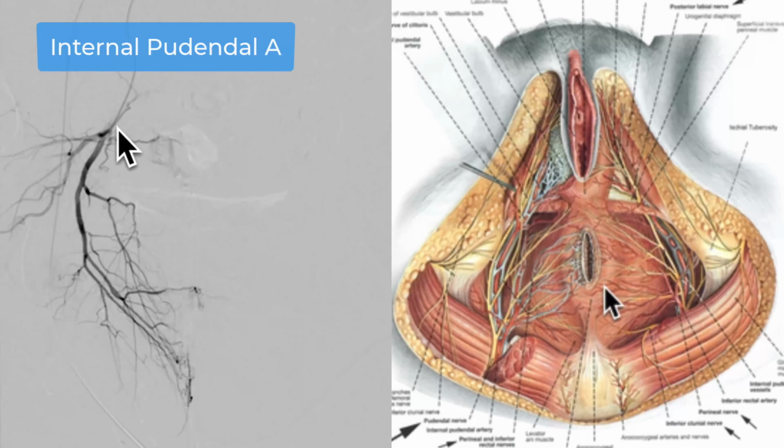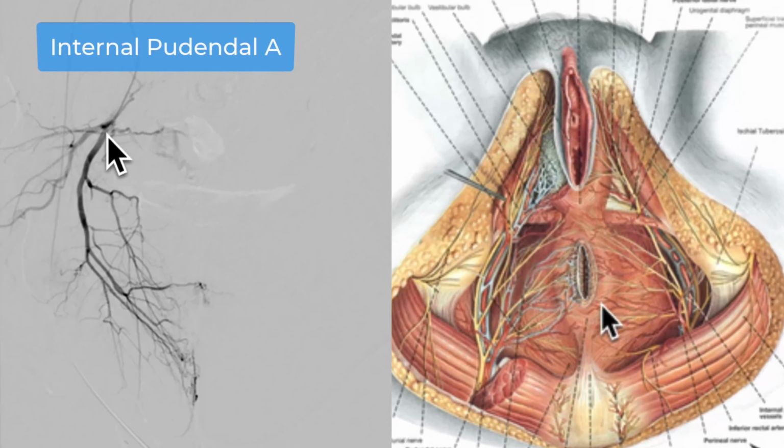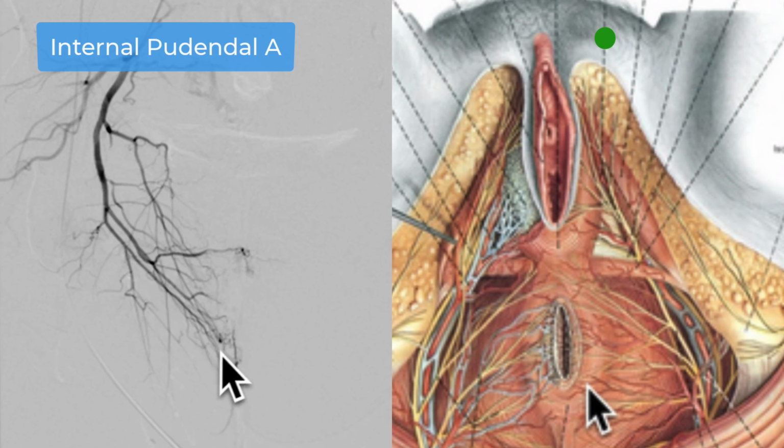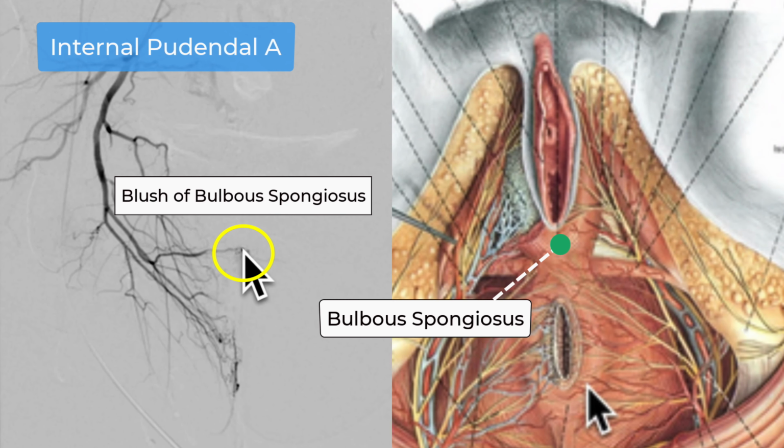This is the superselective injection of the internal pudendal artery in a female. Here we could see the various branches of the internal pudendal artery supplying the labia, and we could see the blush of the bulbospongiosus supplied by the internal pudendal artery branch.